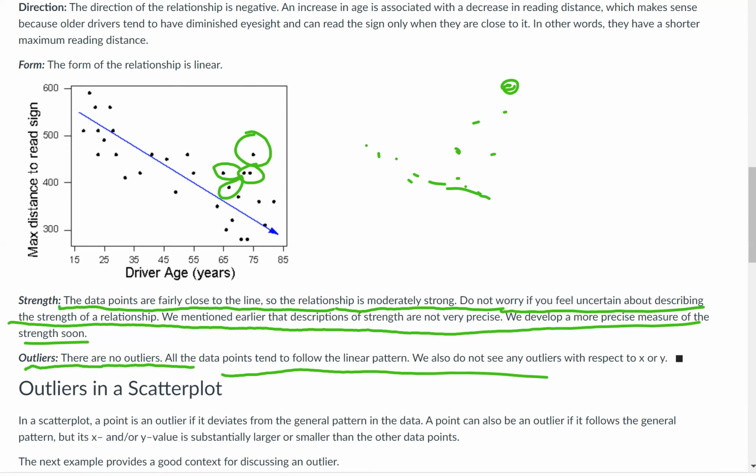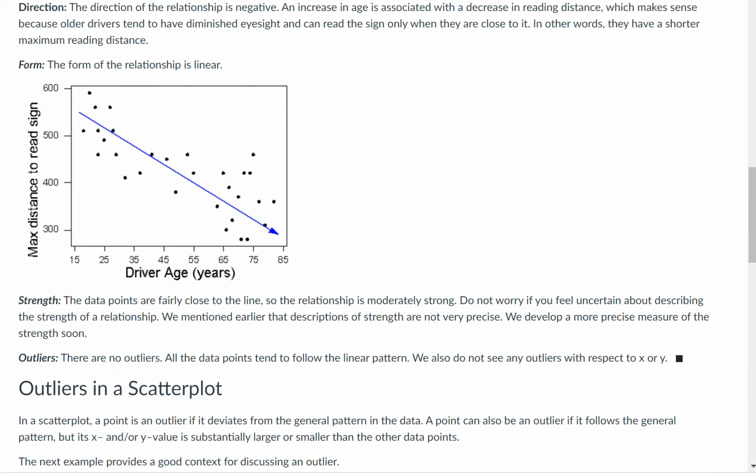If that one is considered an outlier, you probably have to include a lot more as outliers. So we'll just say no outliers. And there are more precise ways to say whether something is an outlier or not, again, just like there's a more precise way to tell the strength of the form. So now we'll talk about outliers in the scatter plot more closely.